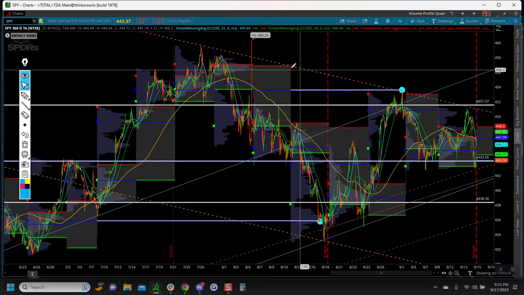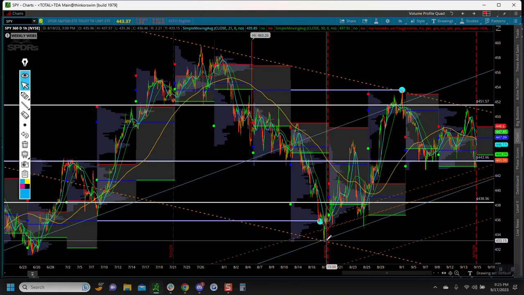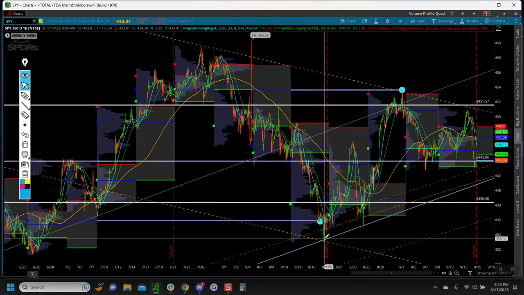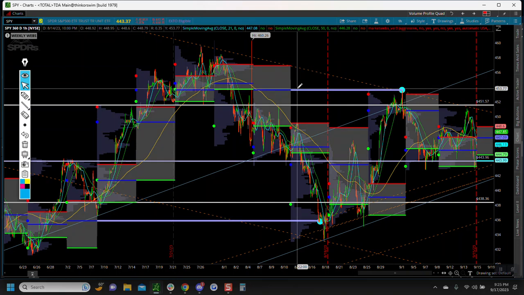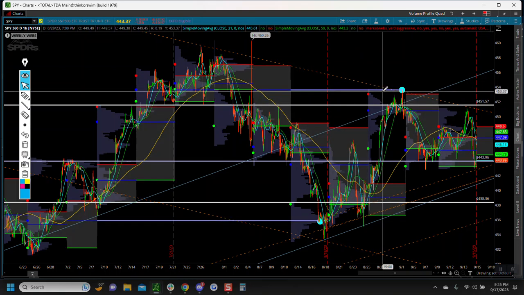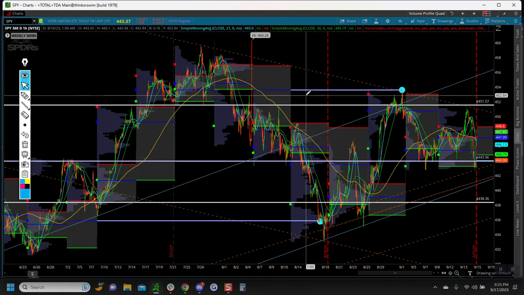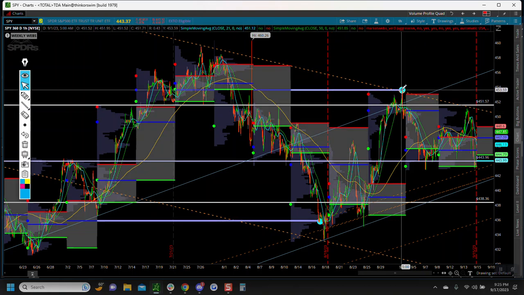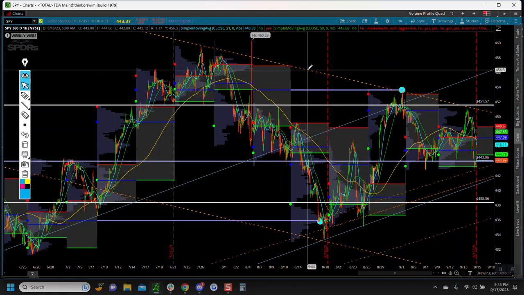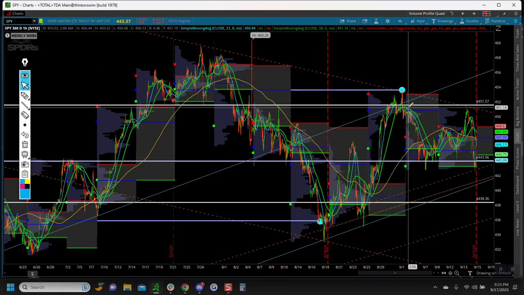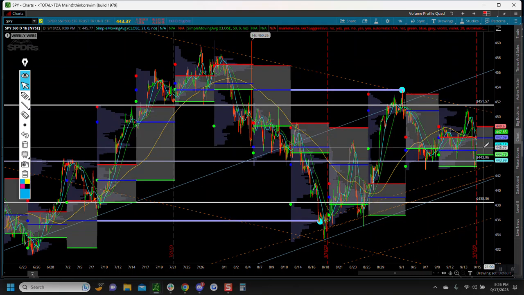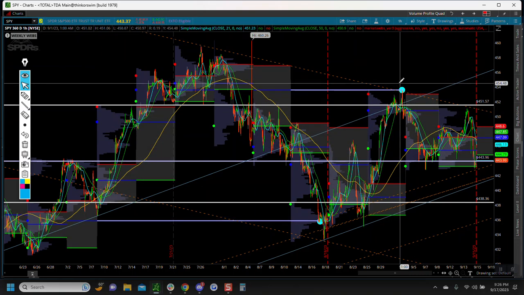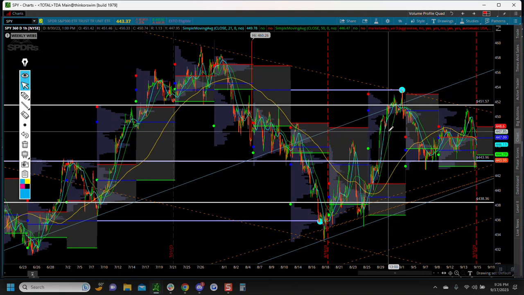And what I want to point out here, you see that channel there? I drew the channel based off of this low right here, but it's quite amazing. We had a weekly volume point of control that was never tested. And they reached up into that right at the top of this channel and rejected. So this is a very strong confirmation of a bearish continuation pattern. So I do want to point that out, how perfectly this rejected on the weekly time frame.